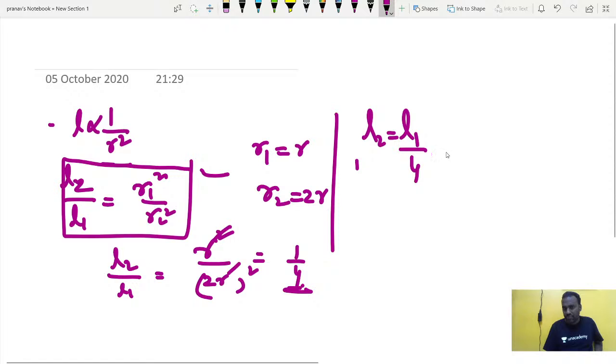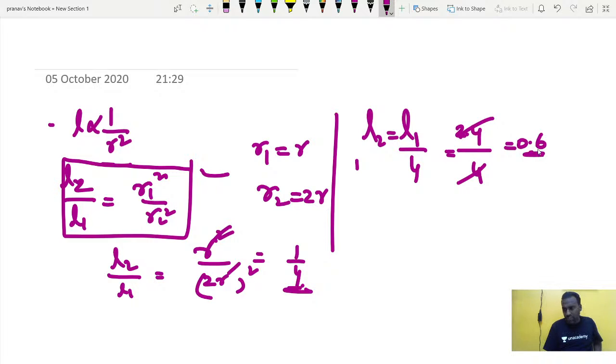Since given that L1 is 2.4, divided by 4, we get 0.6 centimeters. So I hope you understood the first question, students.